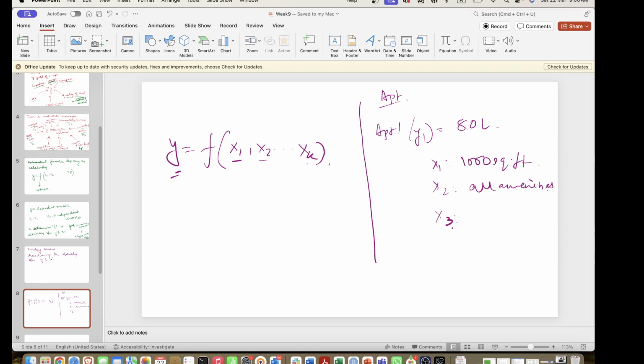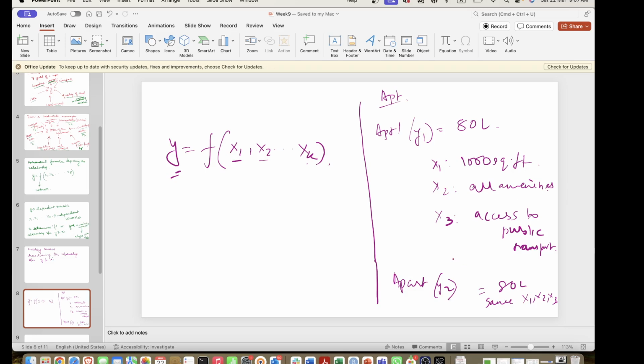It is located, it has access to transportation, so everything is there. Let us only focus on these three variables. So access to public transport is good. And I also have another apartment y2, which is also 80 lakhs, same x1 x2 x3.